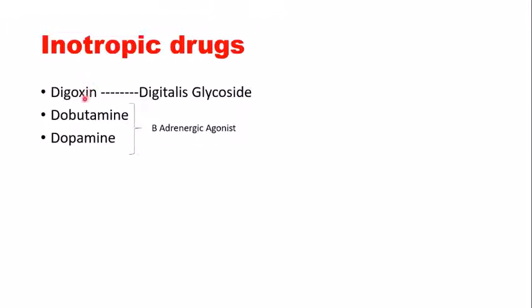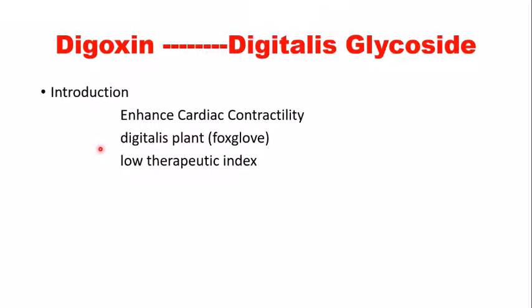Inotropic drugs are divided into two groups, basically digitalis glycosides and beta-adrenergic agonists. In the digitalis glycosides, there is digoxin, and the beta-adrenergic agonists are dobutamine and dopamine. First of all, we'll discuss digoxin.